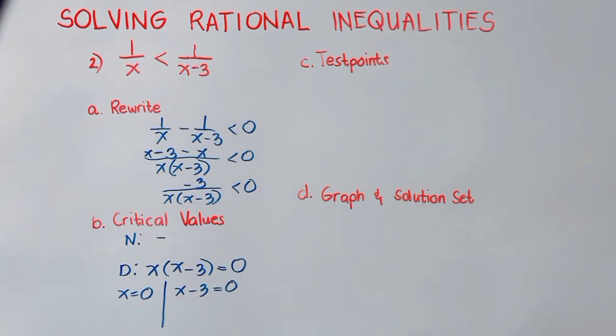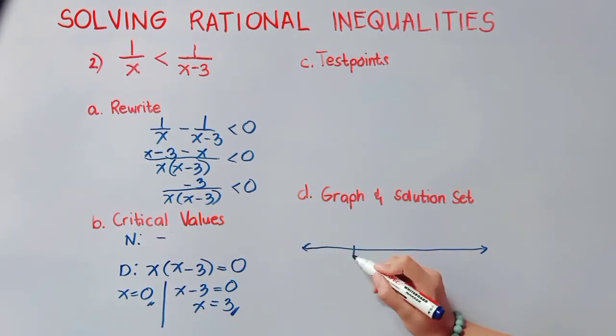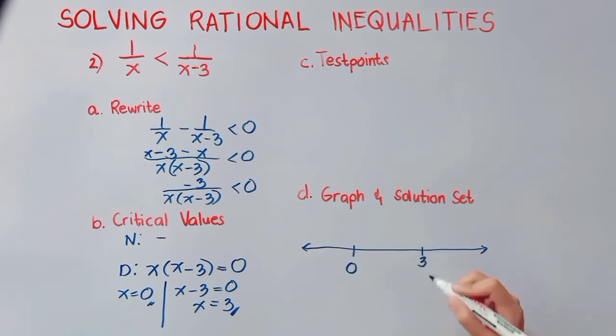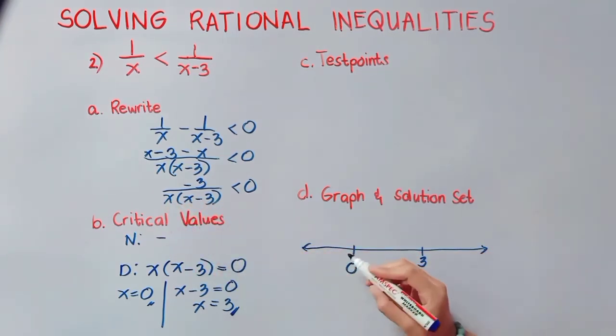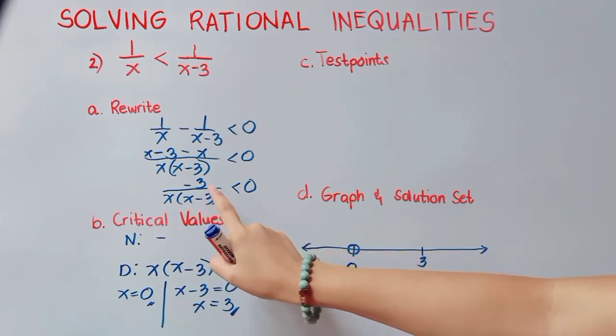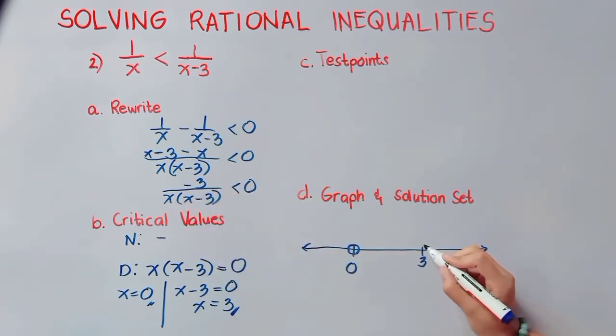So our first critical value here is 0, and the other one is 3. Therefore, we will be using these cutoff values to have our regions to be tested. Our critical value 0 is not part of the solution because it will make our denominator 0, which is undefined. Hence, we will be using a hollow point. Same with 3. This will result to 0, which is also undefined, so we will still use a hollow point.